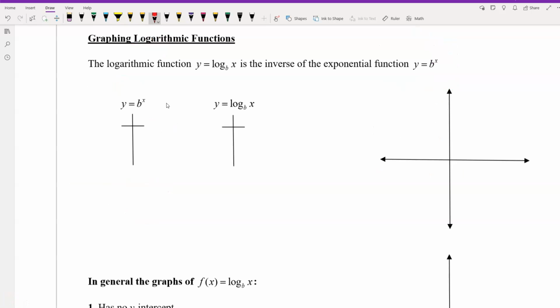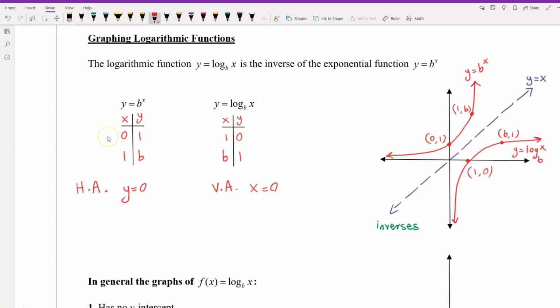Graphing logarithmic function. The logarithmic function y equal to log x is the inverse of the exponential function y equal to b to the x power. So here on this part we have y equal to b to the x power. For x I have 0, 1. So 0, here instead of x, we're going to have b power 0 is equal to 1. And then on this part, we have x is equal to 1. So b. For y, we have b. And then for log, for x, I use 1.